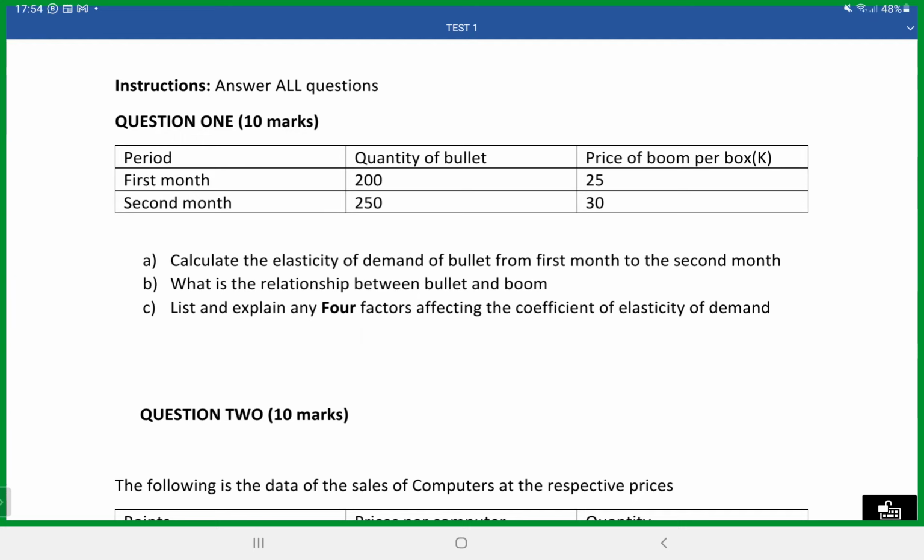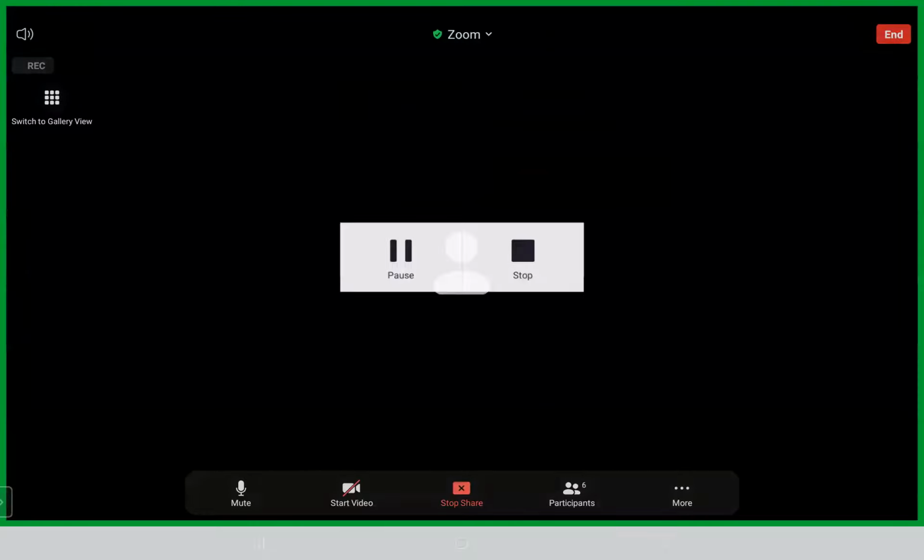Question number C reads, list and explain any four factors affecting the coefficient of elasticity of demand. Any four factors. I've just been talking about them. You can mention them. Pick one. We talked about availability of substitutes. What else? Time also. The proportion of income that is spent, and the necessity of a good. Is the good a necessary good, or is it just a luxury good?